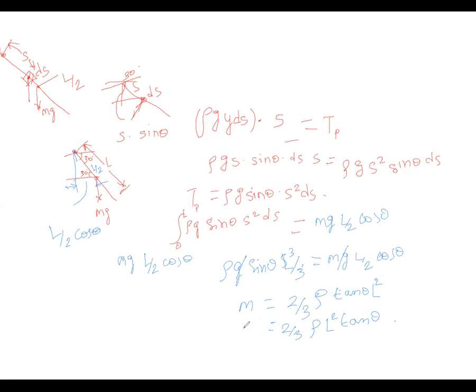Substituting the values, the density is 1000 and L is 5, so 5 square, and tan theta with theta equal to 30°. The value will be some 9623 kg. So this is the answer for this particular question.